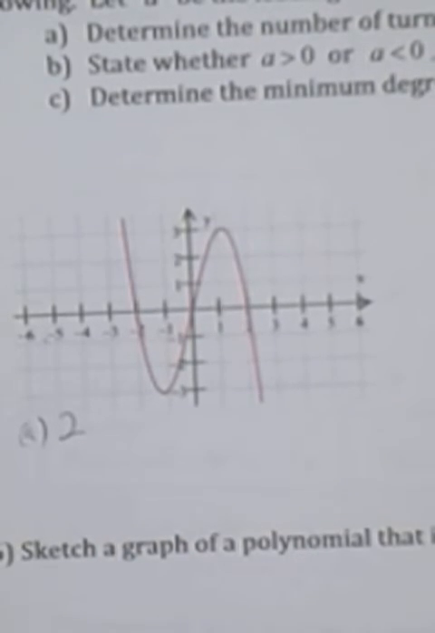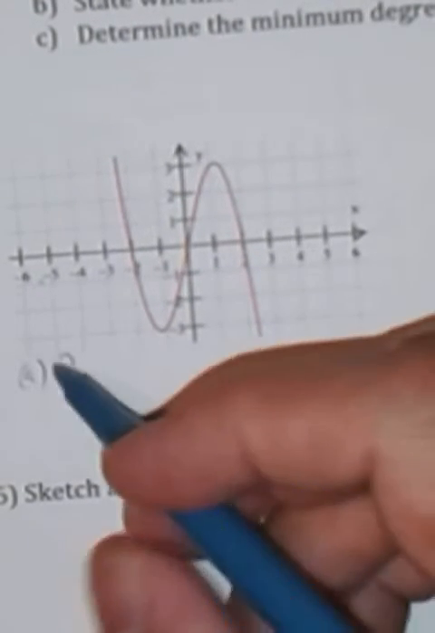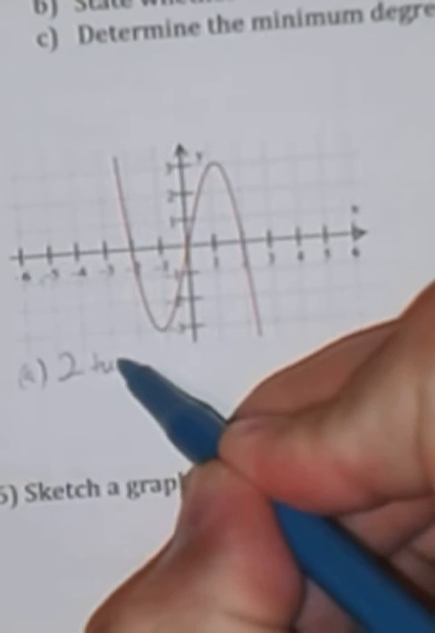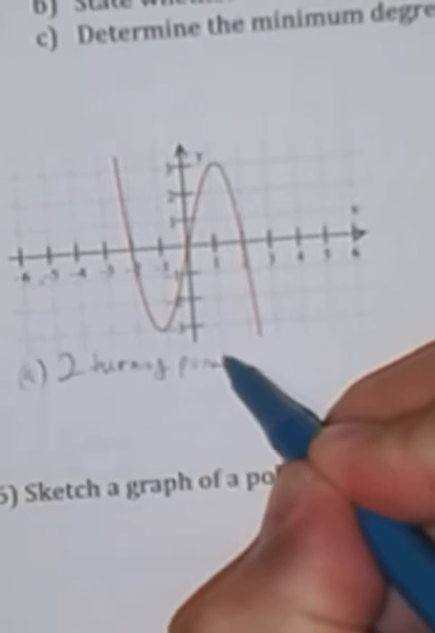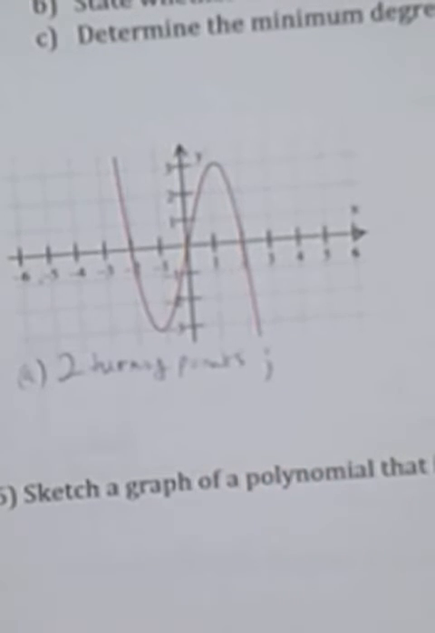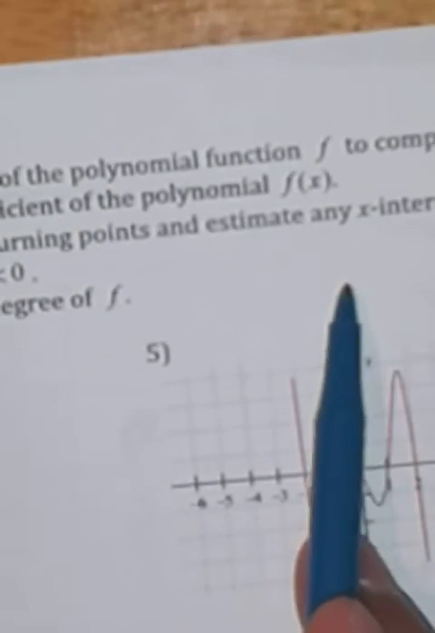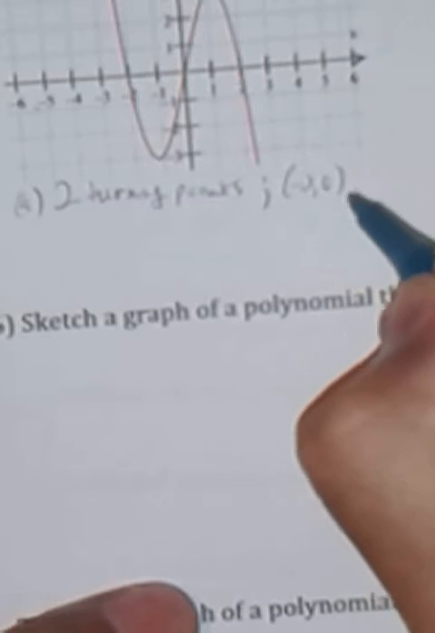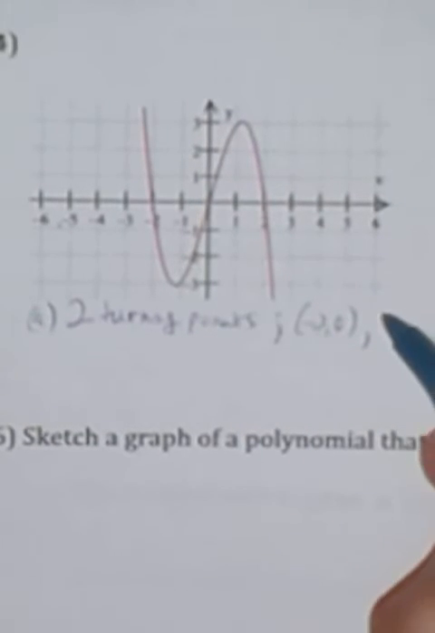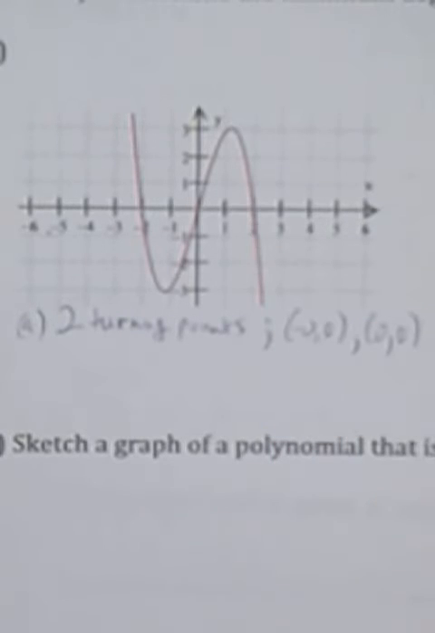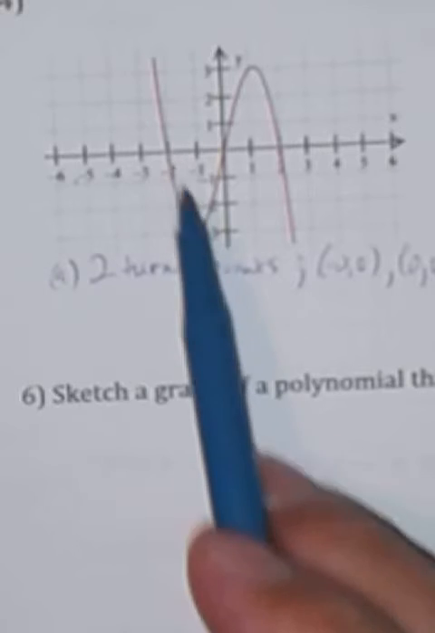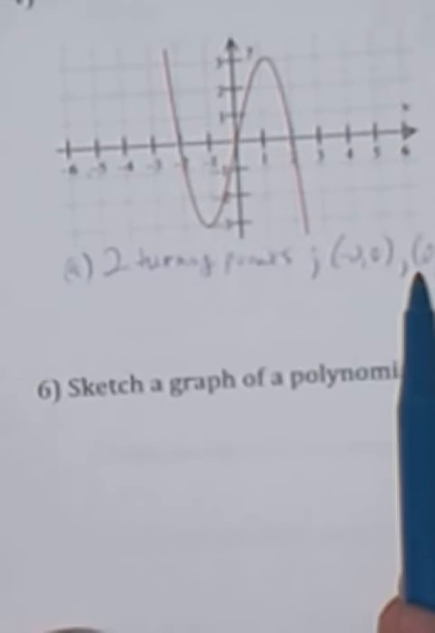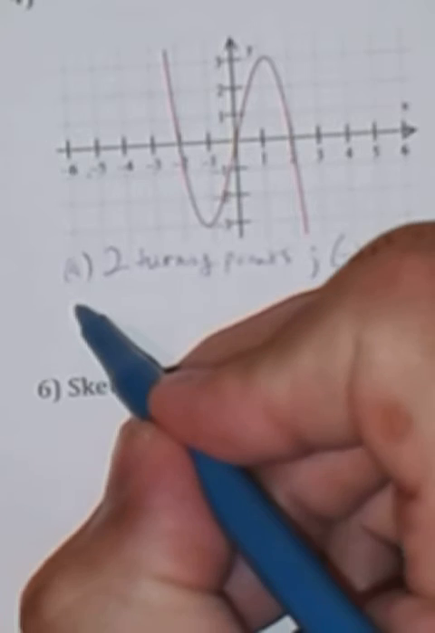2 turning points. Okay. Notice it's just how many, right? 2 turning points. I'll write turning points just so we don't get confused. That's not x equals 2. It's 2 turning points. All right. And then it says estimate any x-intercepts, right? So the x-intercepts looks like (-2, 0), (0, 0), and (2, 0). Okay. Remember the intercepts also tell us how many real zeros we have or solutions.